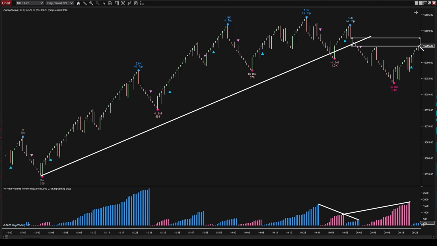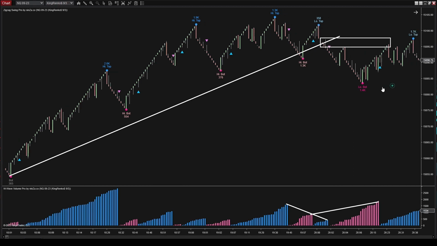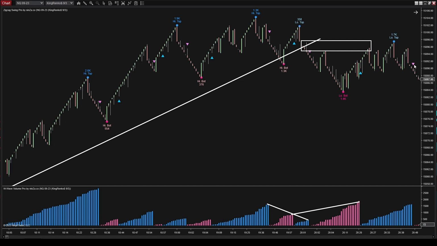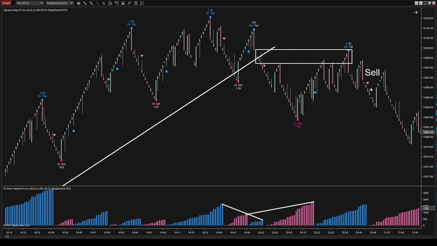Next, I will draw a resistance zone at the level where the trend line is violated. As you can see, the price revisits the resistance zone, but instead of breaking through, rebounds from it once again. Based on this observation, I will enter a sell position at this signal here, which is generated by WWave Volume Pro.